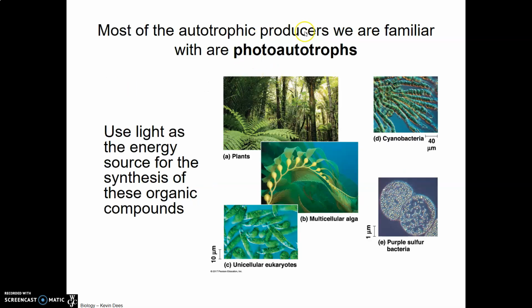Now, most of the autotrophic producers that we are familiar with are photoautotrophs, meaning that they utilize light to self-feed. The word photoautotroph refers to a light self-feeder, right? And so these organisms use light as the energy source for the synthesis of these organic compounds. They include the very familiar plants that we share our world with, but in addition, unicellular eukaryotic algae or even large multicellular algae such as these kelps, and then a couple of different categories of photosynthetic bacteria. The cyanobacteria and these purple sulfur bacteria are all photoautotrophs.